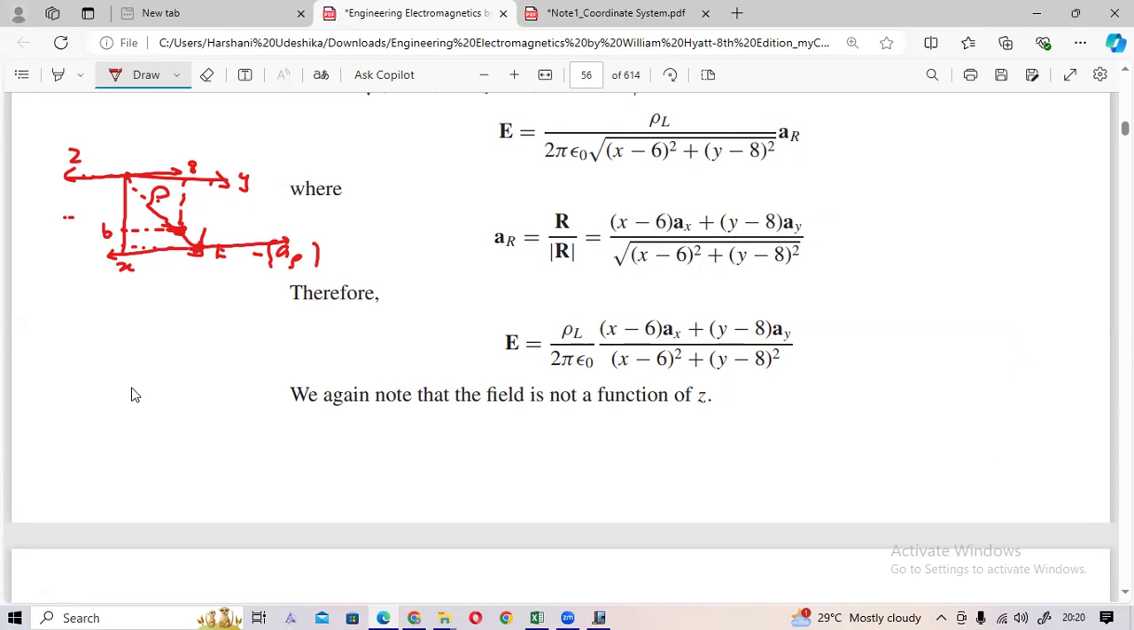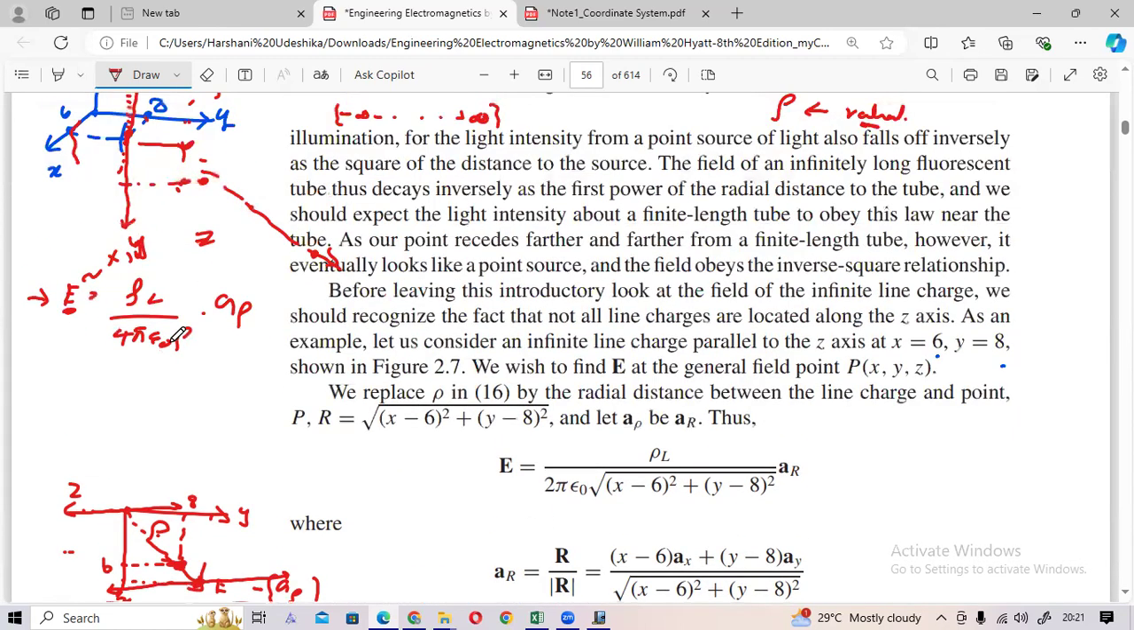So what you understand is that if a line is parallel to the Z axis, then at any Z point the E field will be a constant value, and the E field only depends on the X and Y axes. That is the understanding you should get.